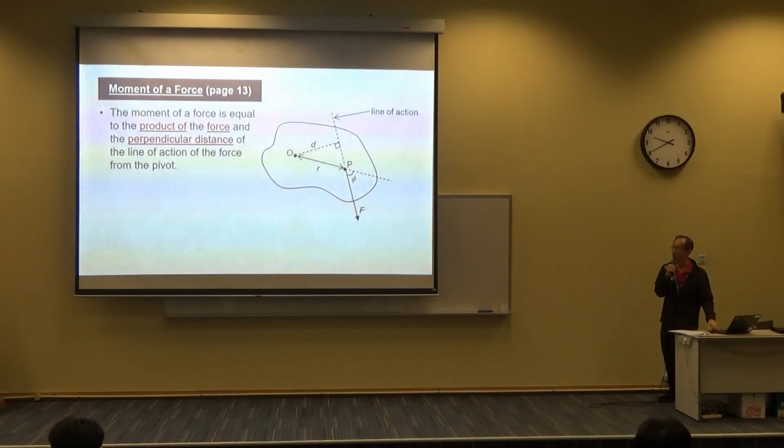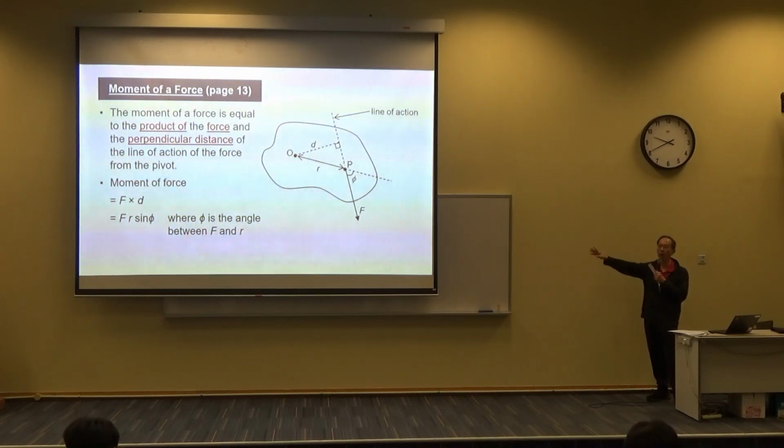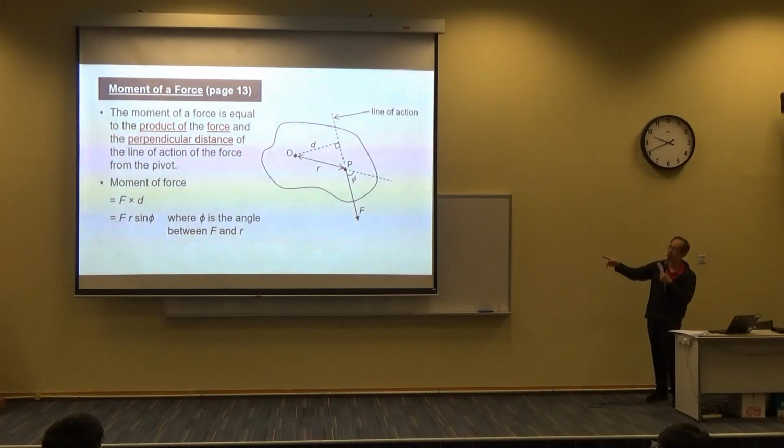Now you've done this in your secondary school days, but most of the time in your secondary school days, your forces and your distance are usually perpendicular, so it's quite easy to see perpendicular distance. The thing is, now we have to introduce how you solve it when the distance from the pivot and the force are not perpendicular. So many of you have drawn the line of action.